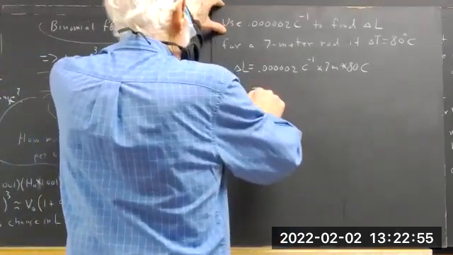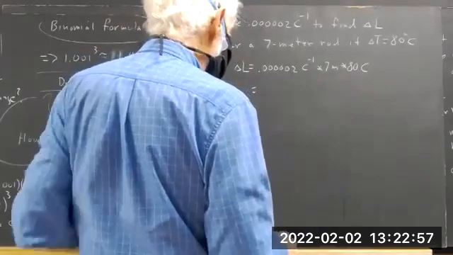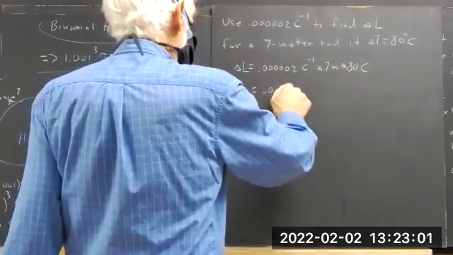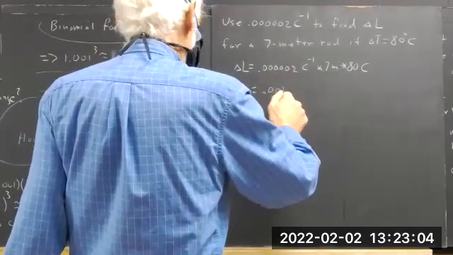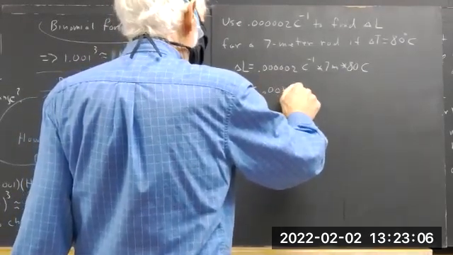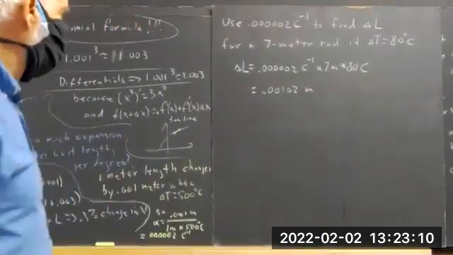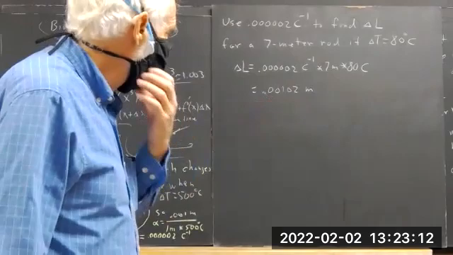Now, numbers are easy. You get 7 times 80 is 560. So that's going to be 1,020. So it's going to be 0.00102 meters. I wish you something so close to 0.001, but there it is.